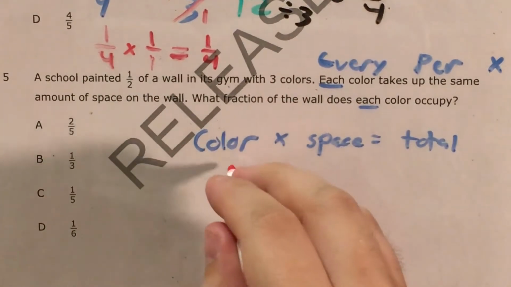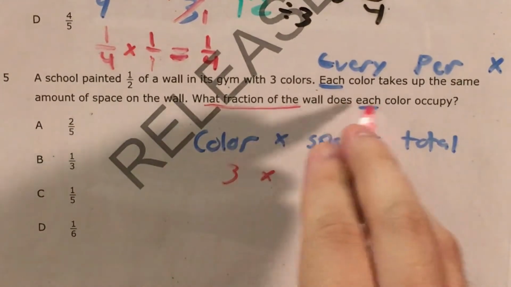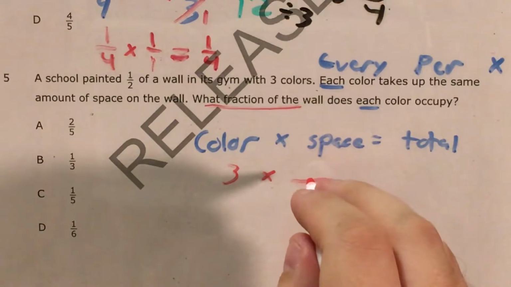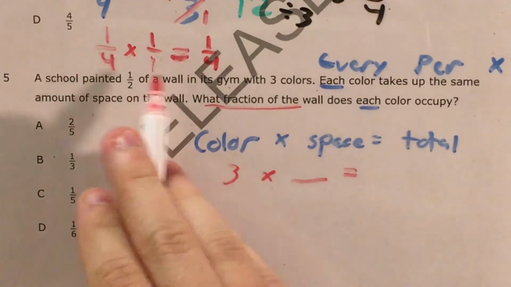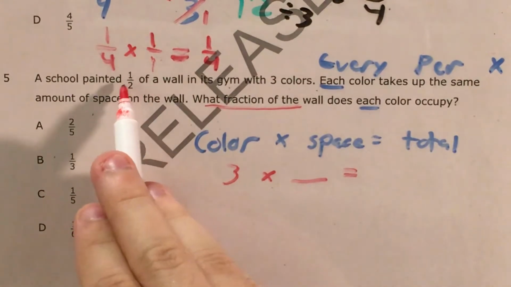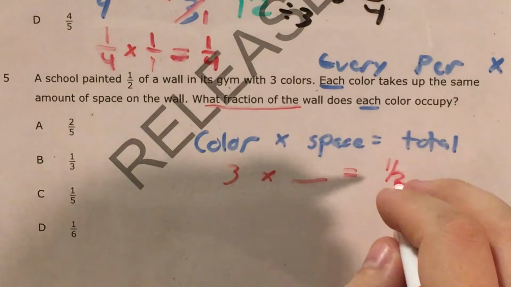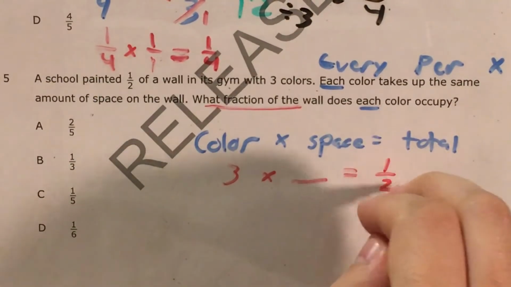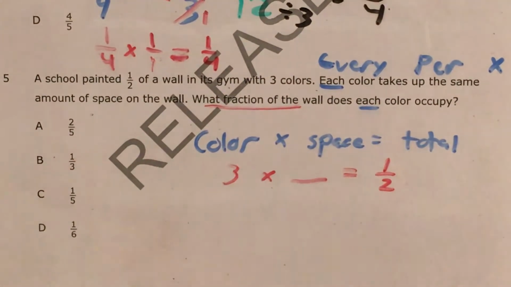I know that there are 3 colors. It's asking what fraction of the wall does each color occupy, so I don't know how much space each color takes up, so that's going to be my unknown number. And then the total, since it asks what fraction of the wall, and it starts by saying the school painted half of the wall, I'm going to go ahead and say that this is 1/2, and let me actually write that the way the problem does. There we go. So 3 times some number equals 1/2.